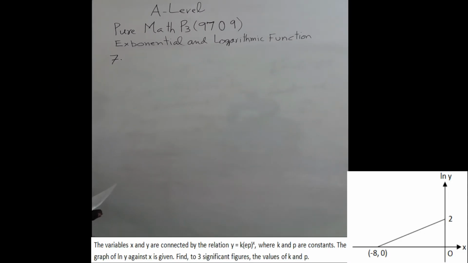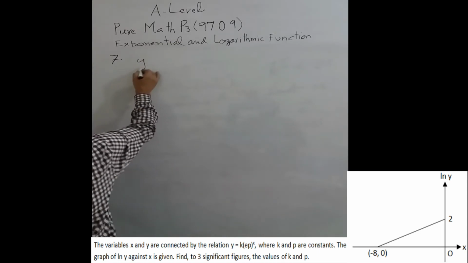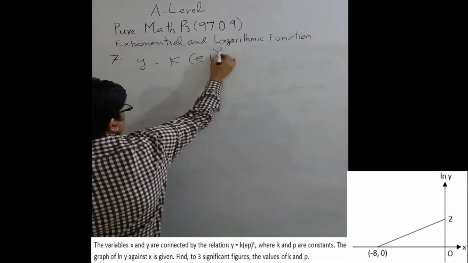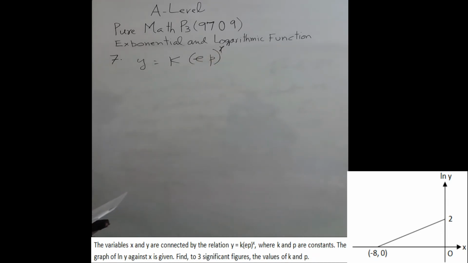Now we have question number 7. Read the question please. The variables x and y are connected by the relation y is equal to k times e p raised to the power x, where k and p are constants. The graph of ln y against x is given. Now we have given this graph.